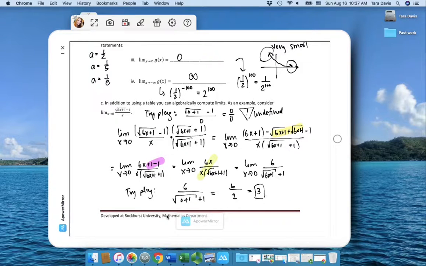So that's the end of the first investigation on limits.